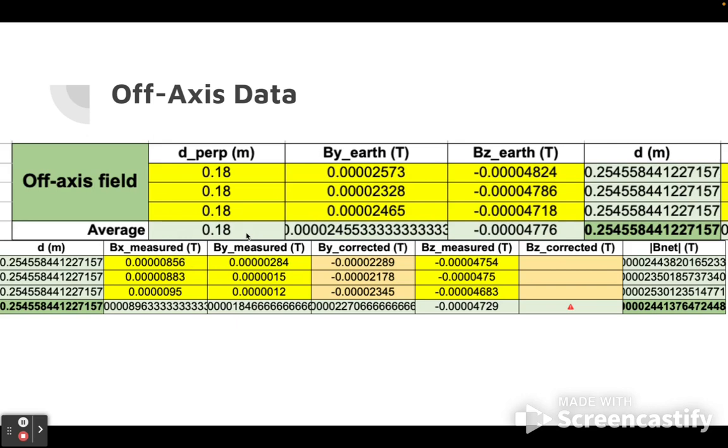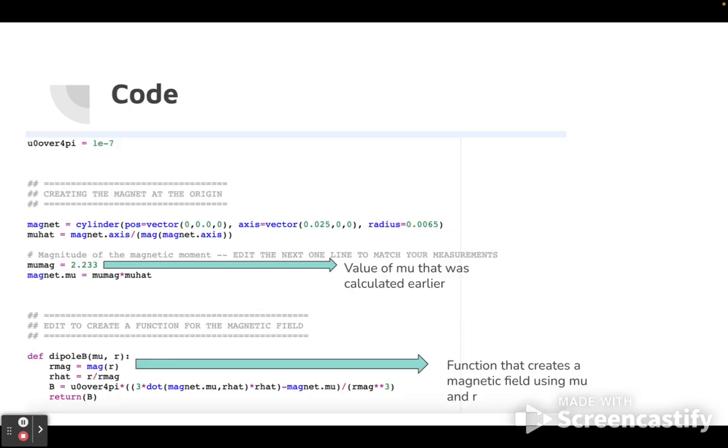And this is the off-axis data. It's a similar procedure. And then we found that D perp is 0.18, or average of 0.18, and that's what we'll be using in our computational model.